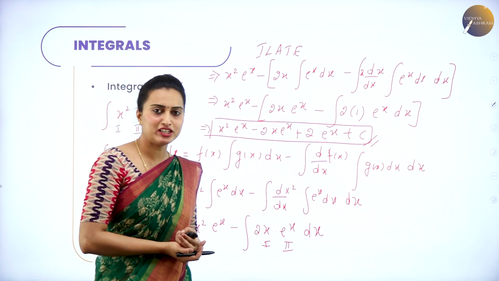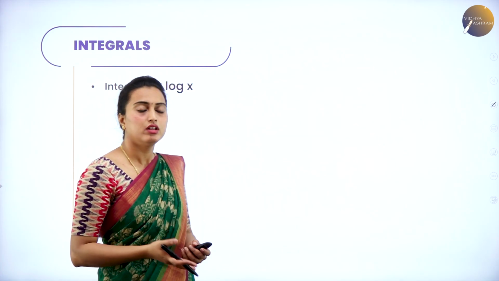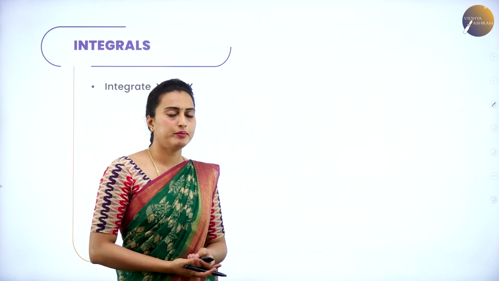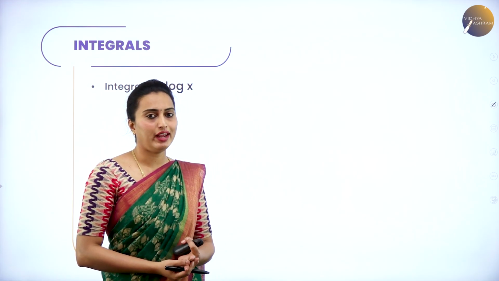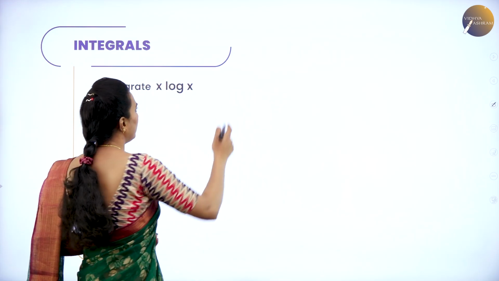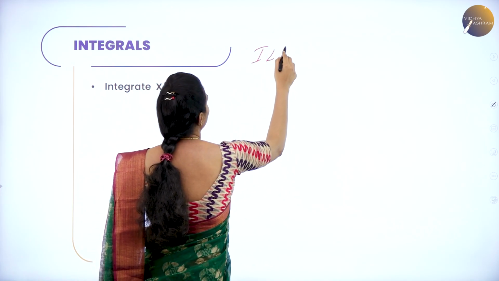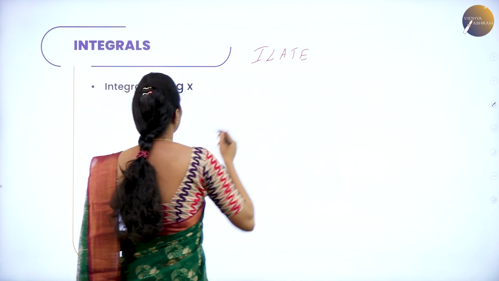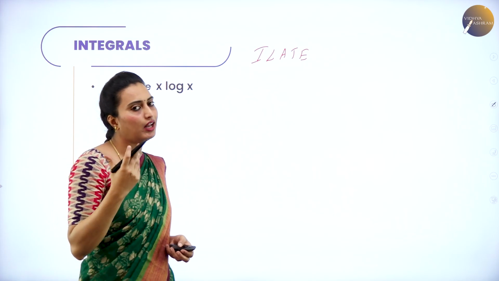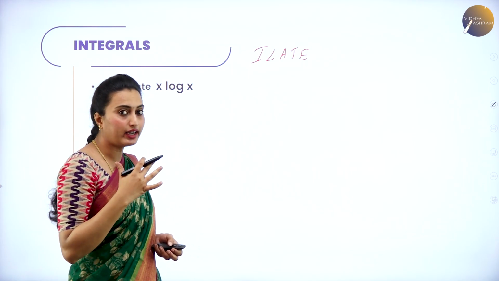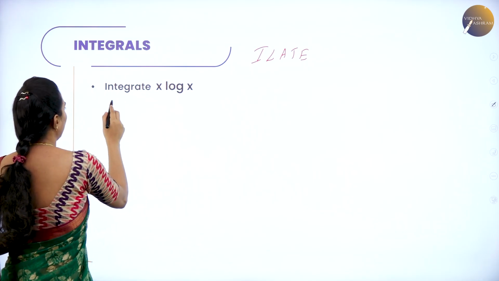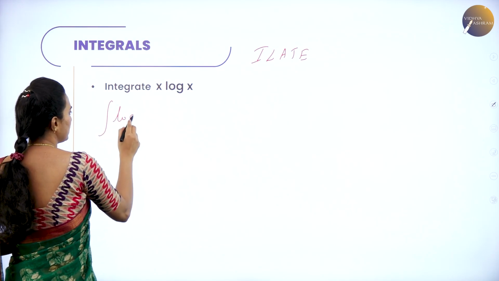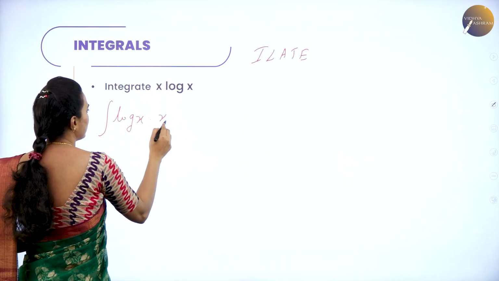I hope you understood these steps. Now we'll be moving on to the next problem here. What they've asked: integral of x into log x. Now let me take the iLearn rule. So here, x is nothing but the algebraic, log x is nothing but the logarithmic. So first which one? Logarithmic. So therefore, I am going to write accordingly. First function is log x, second function is x.